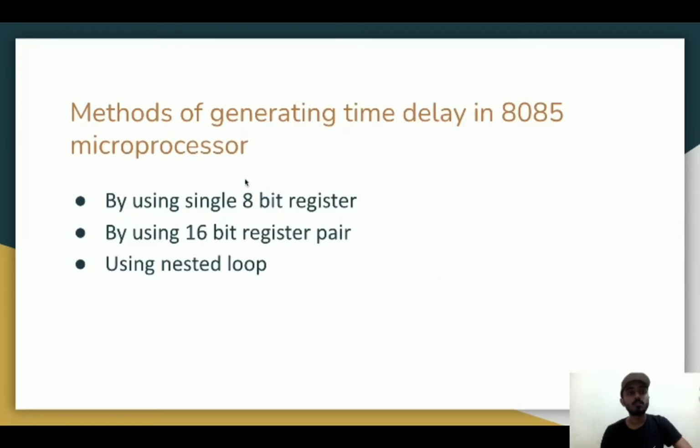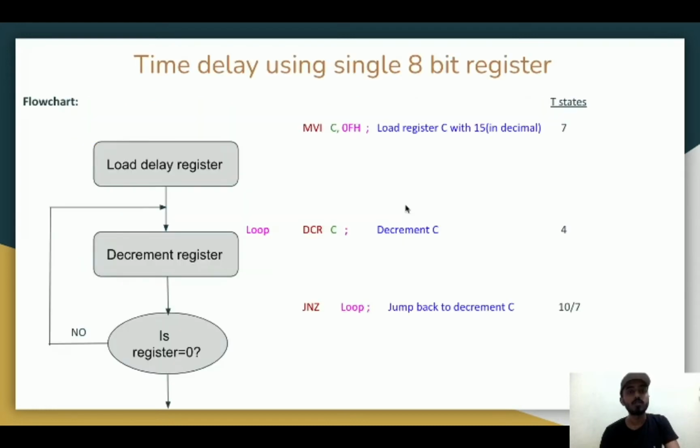So if we talk about the methods of generating time delay in the 8085 microprocessor, here I have mentioned three of them. First one is by using a single 8-bit register. The second one is by using a 16-bit register pair, and the third one is by using a nested loop. So we will talk about them one by one. Coming to the first one, time delay using a single 8-bit register.